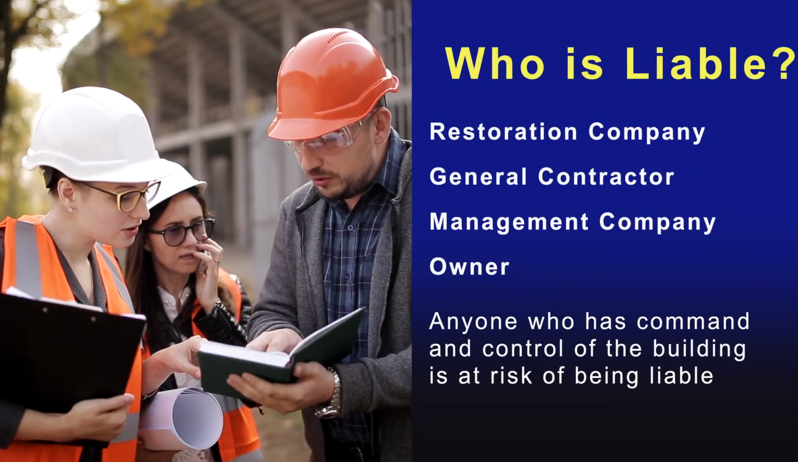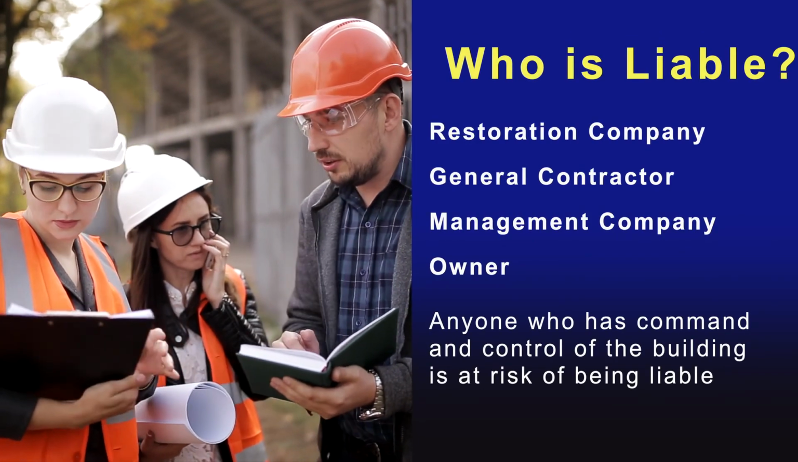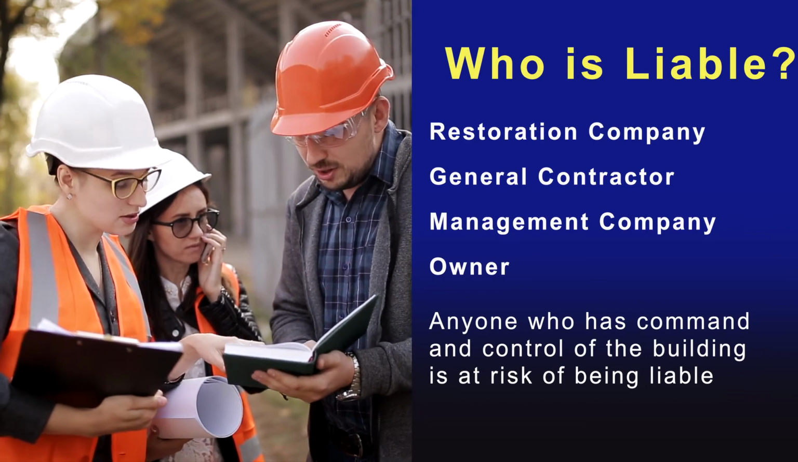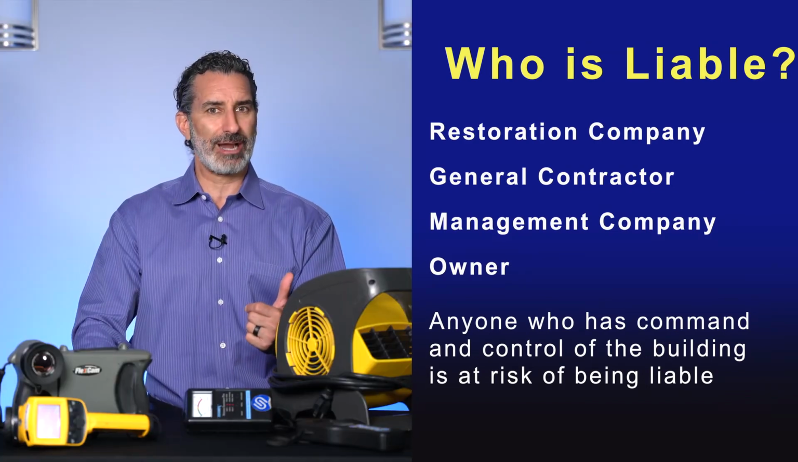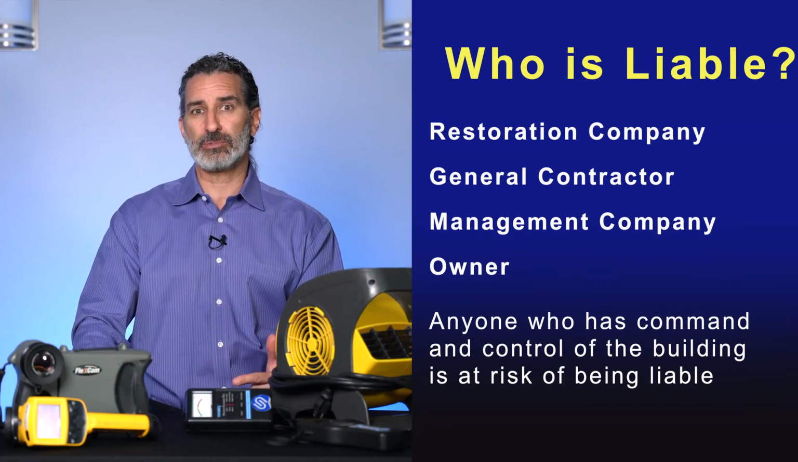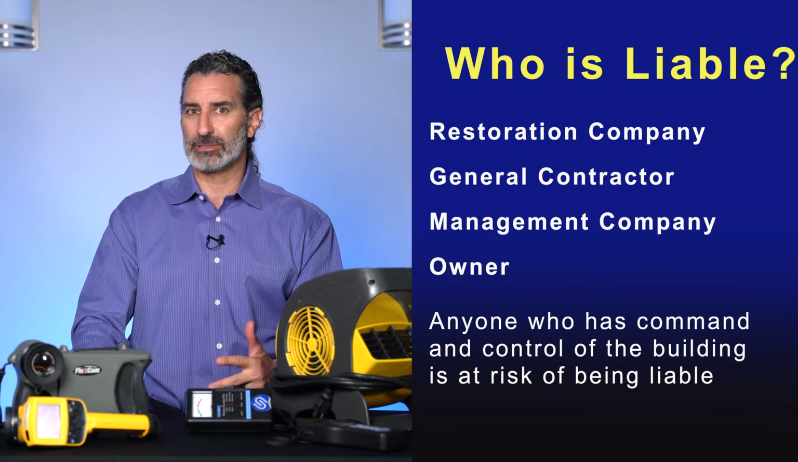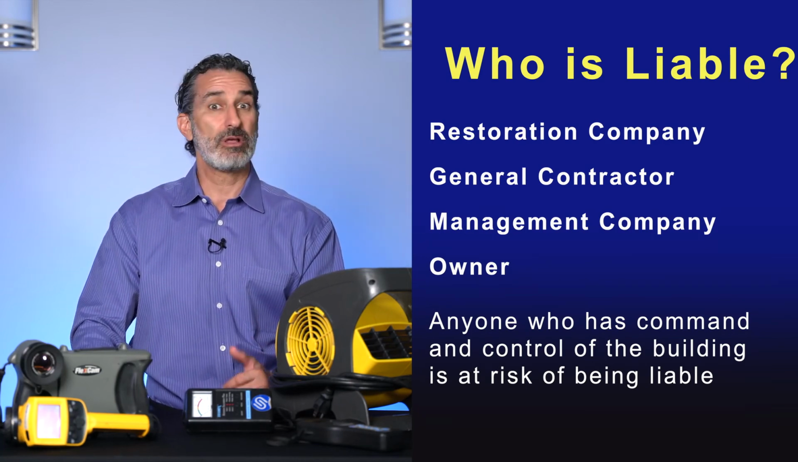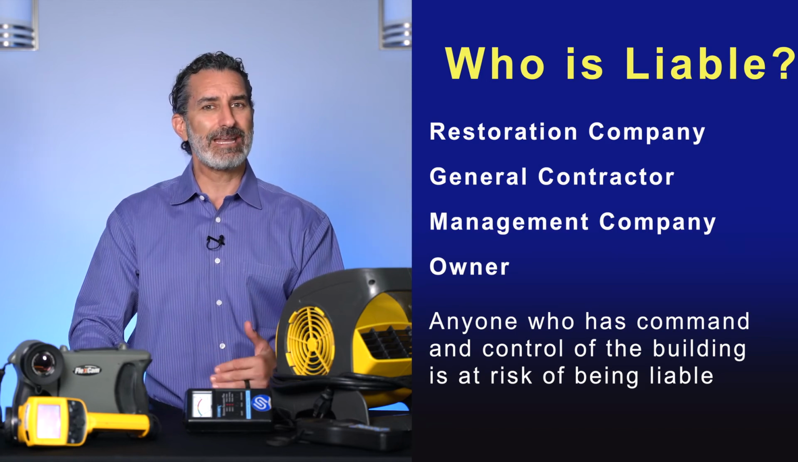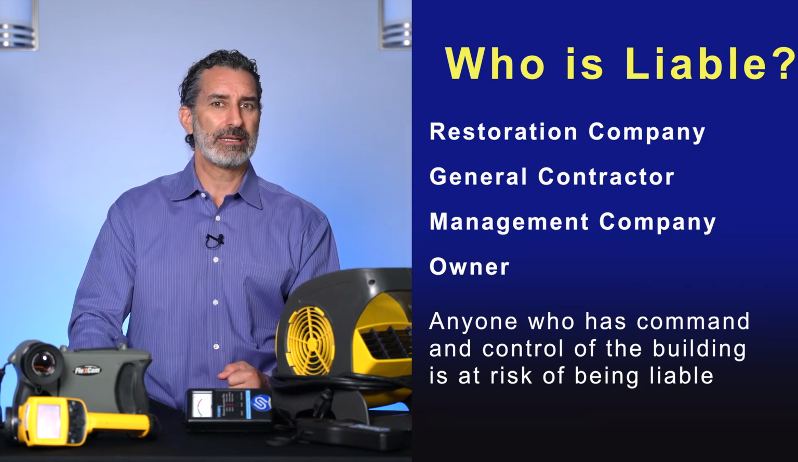Everyone has joint and several liability when it comes to asbestos. They can go after the restoration company 100% or a fraction. They can go after the management 100% or a fraction. They can go after the building owner 100% or a fraction. Same with the general contractor. Anyone who has command and control of the building will be liable for an asbestos disturbance.